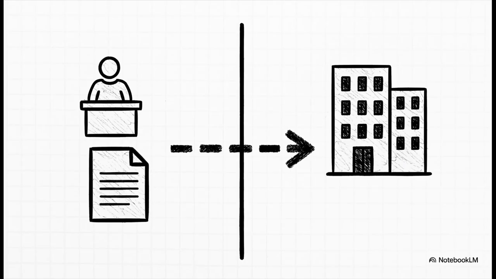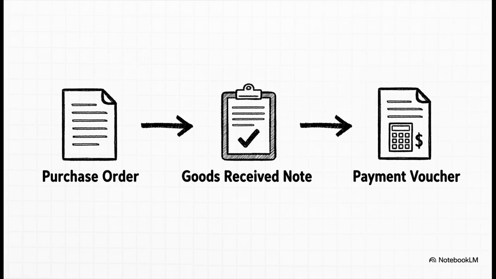Let's say an employee needs a new computer. They fill out a physical paper form, a purchase requisition. That piece of paper then starts its journey, moving from their desk over to the official purchase department for them to take a look. And that one piece of paper kicks off a whole chain reaction of other paperwork.